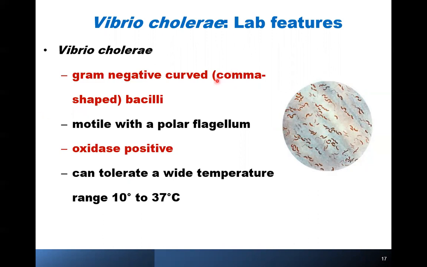So in the lab, we know they are gram-negative curved bacilli. They're also said to be comma-shaped when you look at them under the microscope. They are curved, and they are motile. They have a polar flagellum. They are oxidase positive. Which other organism do you know that is oxidase positive? The one that causes STI? Listeria, very good. And they are also able to withstand a wide temperature range.